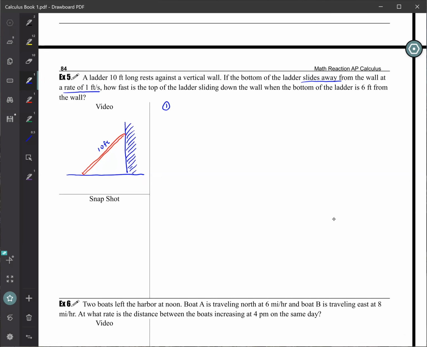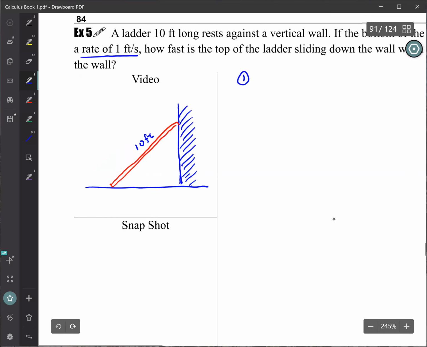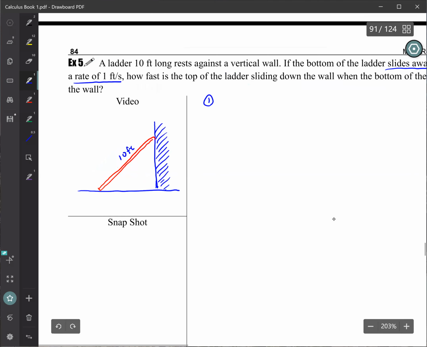So which part is changing? What will be the variable? What do you guys have? The variables would be like, I put H for how far up the wall the ladder is, from here to here. That's changing. And the other one I put D, how far the base of the ladder is from the base of the wall. I use D for distance.